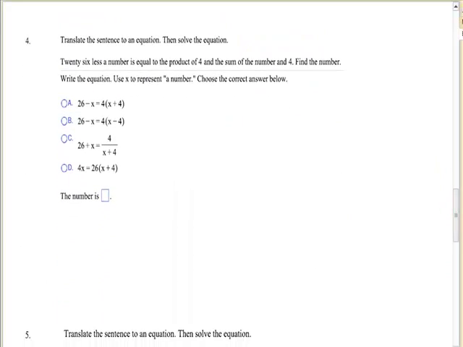Let's look at number 4. It says 26 less a number is equal to the product of 4 and the sum of the number and 4. Find the number. Now don't get frustrated if you get a little confused as you read that. Read it, begin to write something down. X is the number.